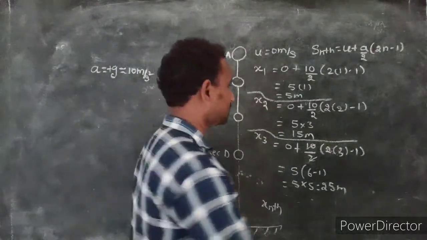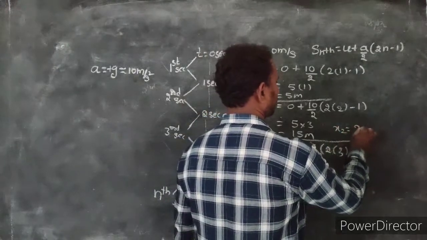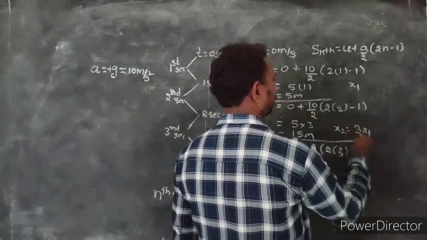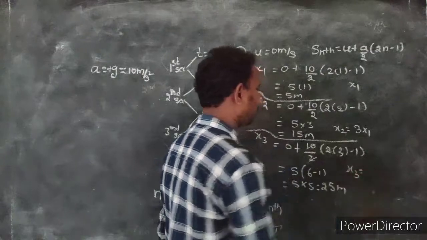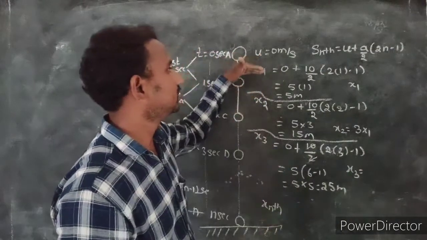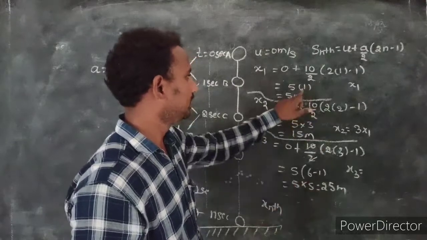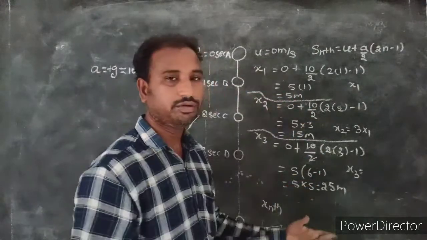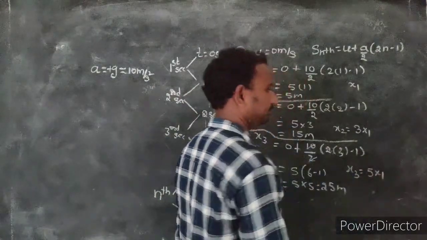Yes or no? So just identify that condition. X2 equal to 3x1. Here we have to identify the x3 value. How many times more than the initial displacement at first second? So 25. The initial displacement at first second is how much? 5 meters. So 5 into 5, 25. So we represent that as 5 into x1.